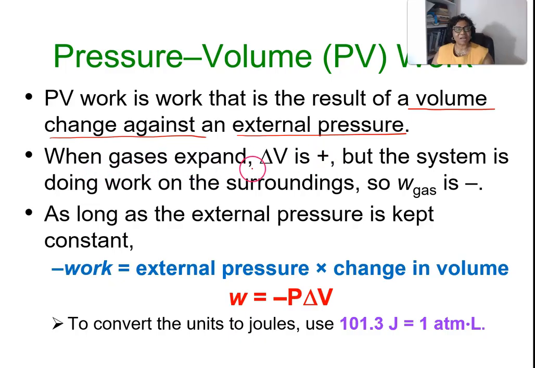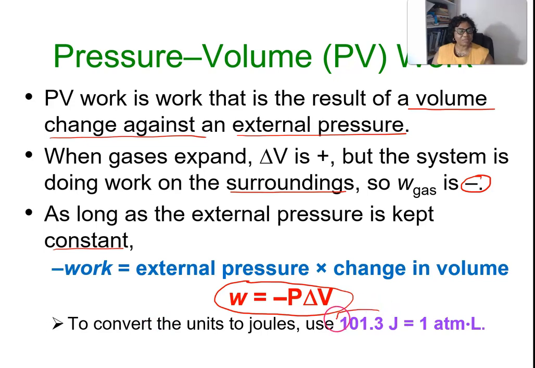When gases expand, the change in volume is positive, but the system is doing work on the surroundings, so work is negative, as long as the external pressure is kept constant. So work equals minus P times delta V, where delta V is the change in volume.